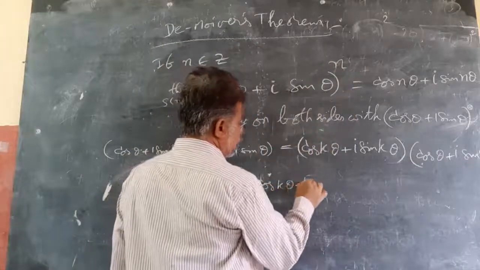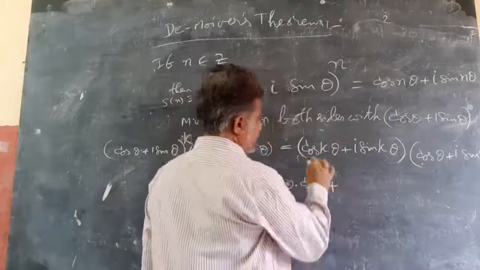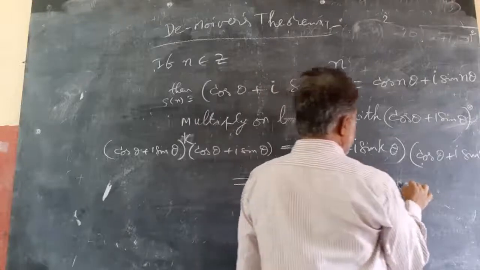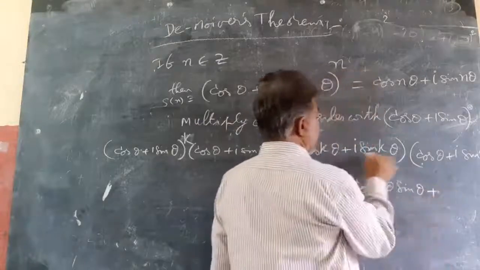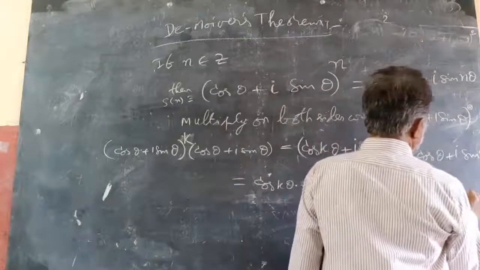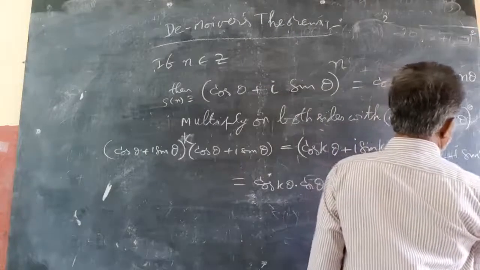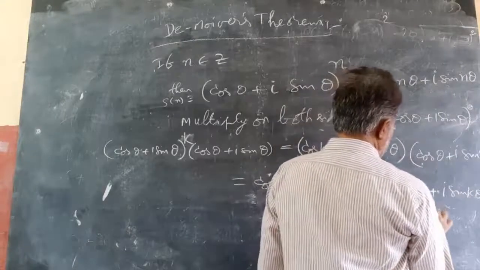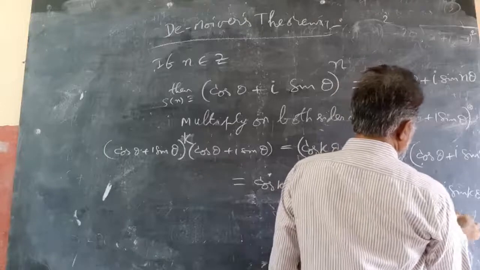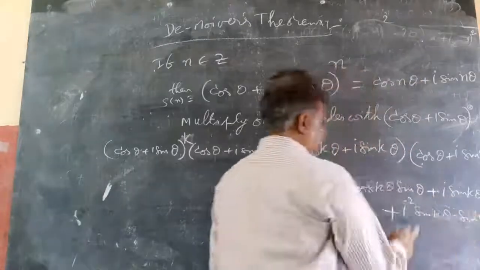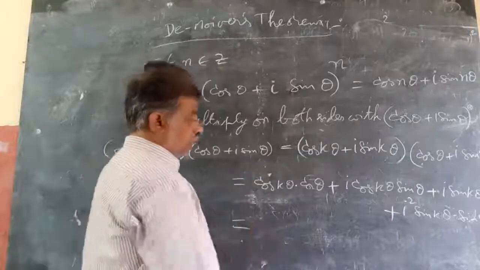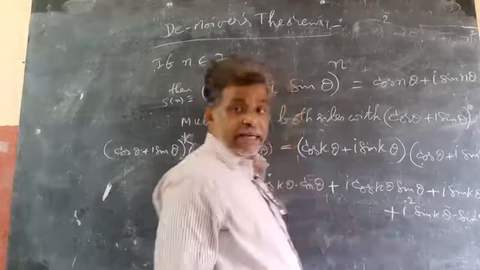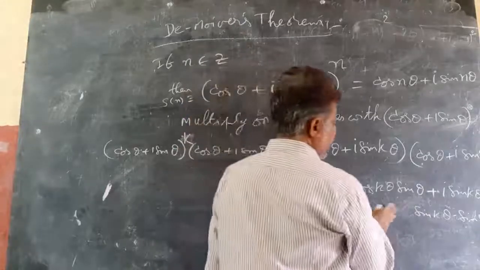Cos k theta into cos theta plus i into cos k theta into sin theta plus i into sin k theta into cos theta plus i square sin k theta into sin theta. Now i square is minus 1. So this i square I write as minus 1.